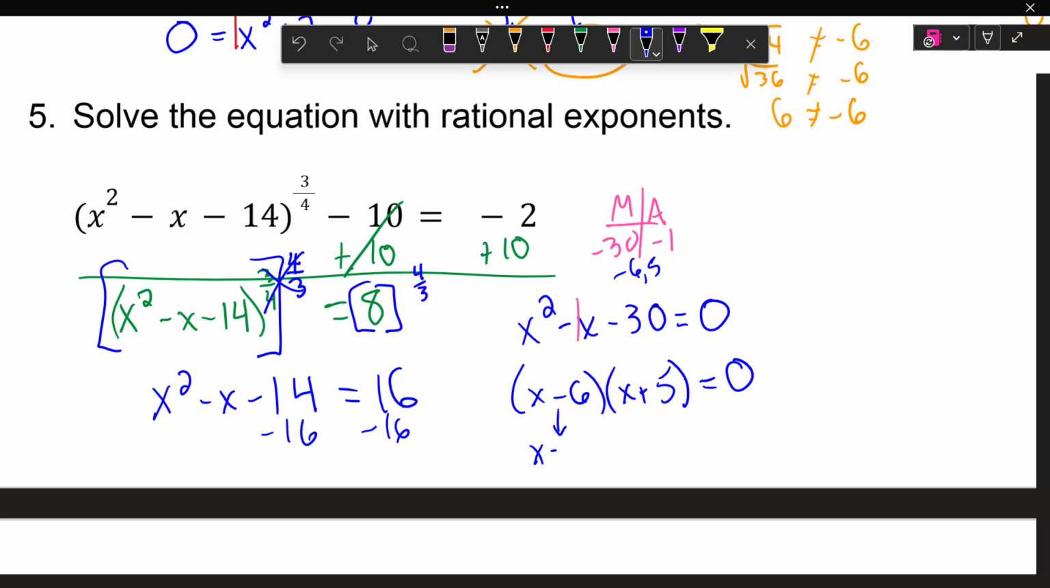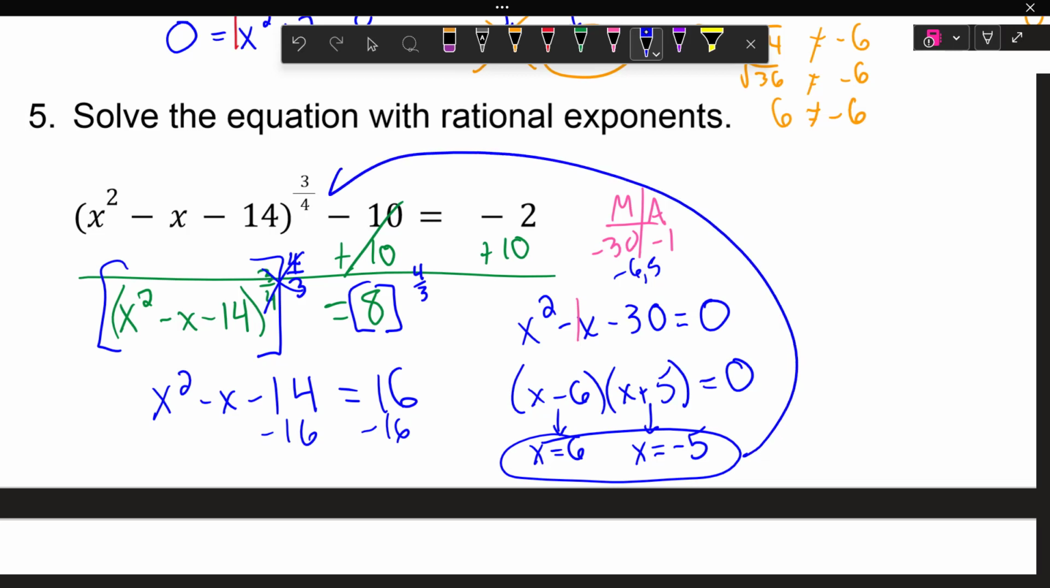So this tells us x equals 6. This tells us x equals negative 5. And both answers do work because they're squared, and if we plug them in, we can see that. So both are fine. And they, for the most part, will be the same when we're dealing with fractional exponents.